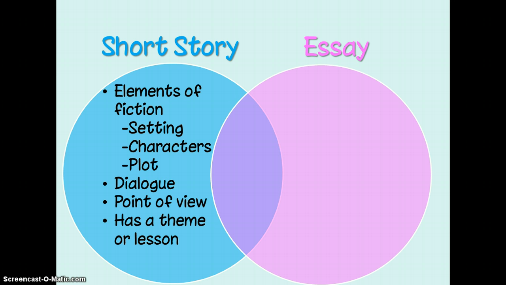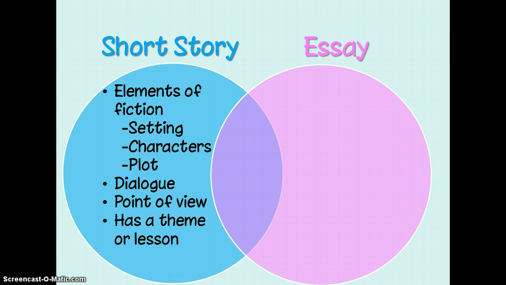Now, because we have characters, short stories also have dialogue. So that's that conversation back and forth between characters that we distinguish with quotation marks. Short stories are also told through someone's point of view, either a first-person narrator or a third-person narrator. And short stories have a theme or a lesson that they're trying to get across to the reader about life.